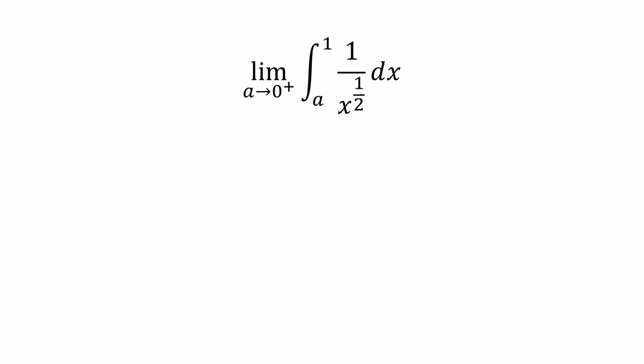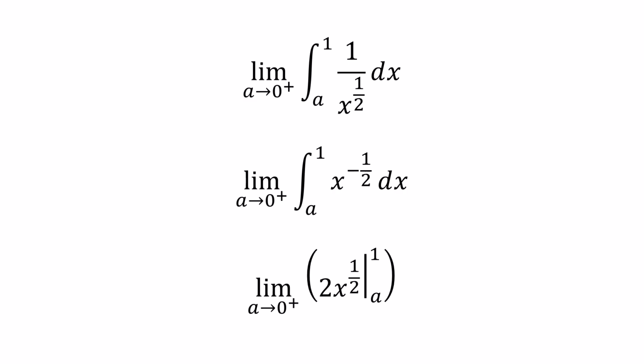In terms of negative exponents, this is the limit as a approaches 0 plus of the integral from a to 1 of x to the -1/2 dx. Integrating gives the limit as a approaches 0 plus of 2x to the 1/2 from a to 1.